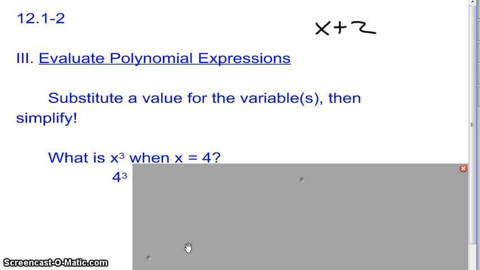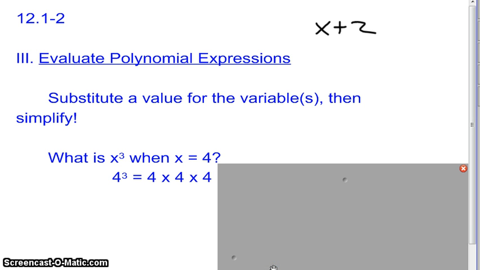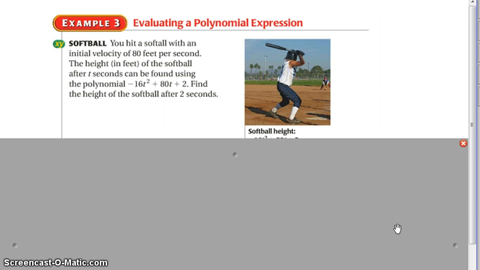4 to the 3rd. And so if you were going to expand that, that would say, everyone, 4 times 4 times 4. 3 times. We have 3 factors of 4. 4 times 4 times 4 is 64. 64. Good. So you have now evaluated it. You found a value when x was 4. Good.